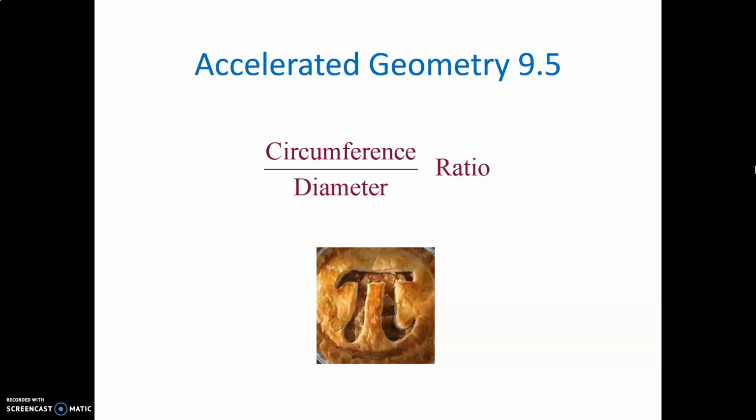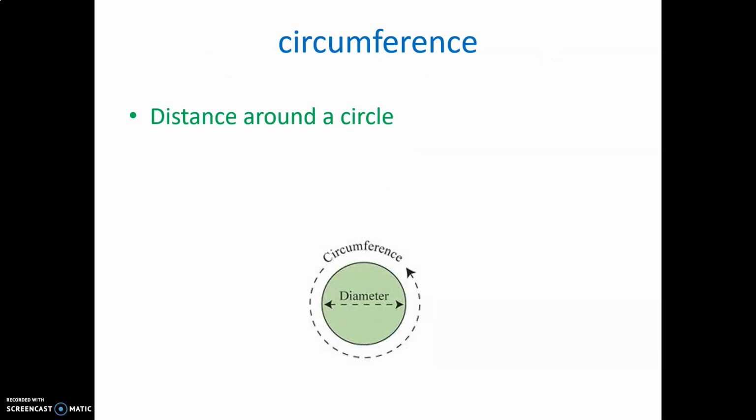This is lesson 9.5 of accelerated geometry, and it has to do with the circumference of a circle. The circumference of a circle is the distance around the circle. So if I would start here, for instance, and walk around this circle and measure the distance that I am walking, the total distance to get from one point to back to where I started from is the circumference of the circle.